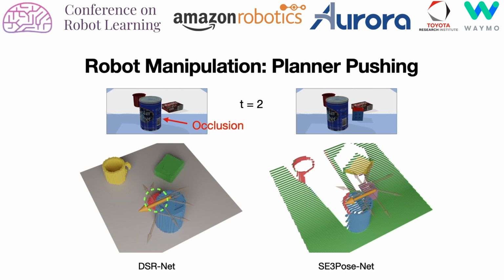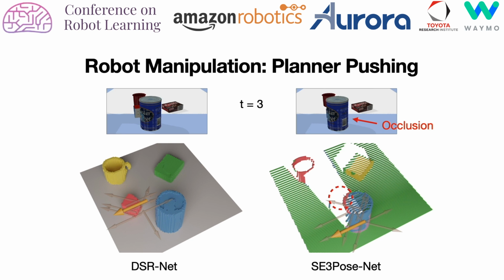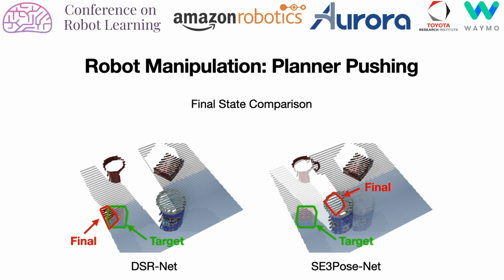In the second step, DSR-net correctly captures the occluded object and chooses the appropriate action, while SE3 pose-net fails in the third step. The comparison indicates that the final state of our DSR-net is closer to the target state.